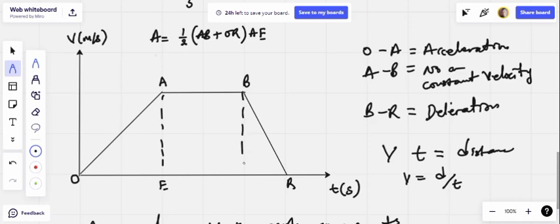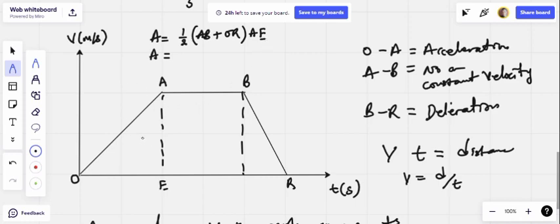But if you don't feel comfortable analyzing it from a trapezium point of view, you can segment the shape formed by the graph. The first portion is a right angle triangle. The second portion is a square, or it can be a rectangle. And then you have another right angle triangle. So the total distance covered by the body can be given as the area of the first triangle plus the area of the square plus the area of the second triangle. But since this is a trapezium, you can also use the area of a trapezium.